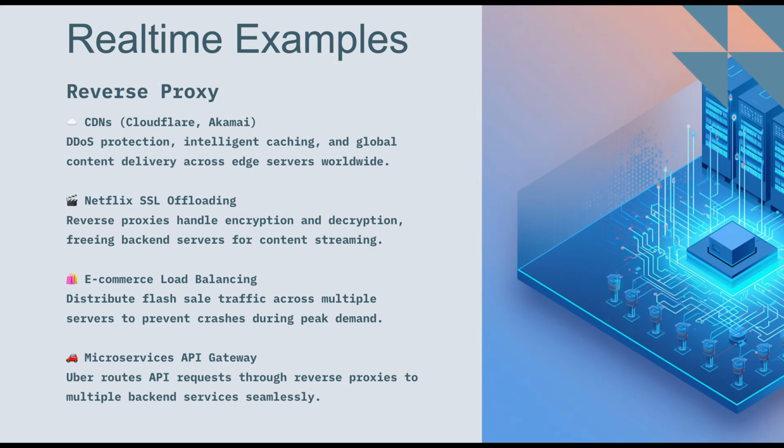For a reverse proxy, let's talk about a few real-time examples. CDNs like Cloudflare and Akamai. If you visit a major site like the New York Times or Discord, you are not hitting their actual servers first. You are actually hitting a reverse proxy like Cloudflare. This proxy handles DDoS protection, filters out malicious bots, and serves you a cached version of their site from the data center physically close to you.